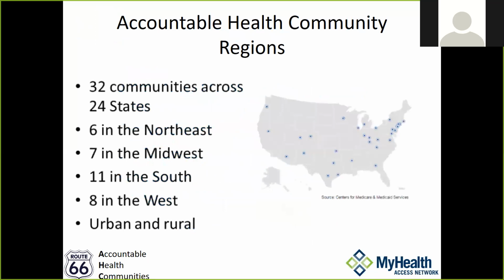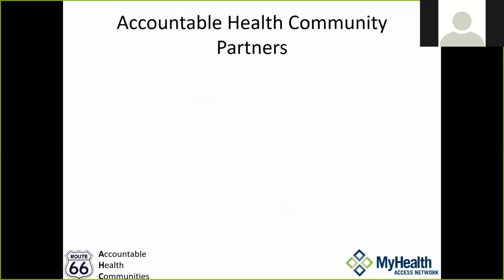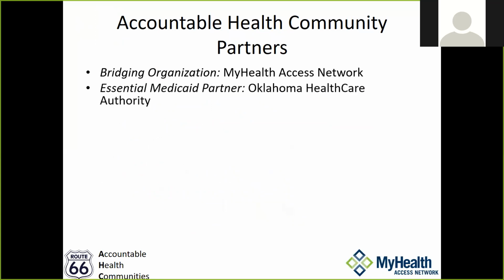Now, the Accountable Health Communities program, you can see here the other regions that are participating across the country, 32 communities total, and both urban and rural projects are in the mix. So there are important partners in this effort you might think about with regard to your community, to see if you have someone playing these roles. There's the bridging organization to connect and move the data, that's MyHealth. The essential Medicaid partner, obviously our Medicaid agency.